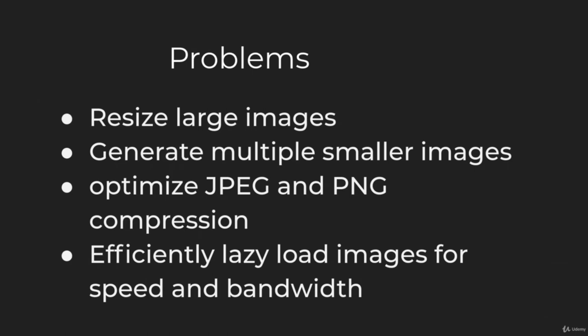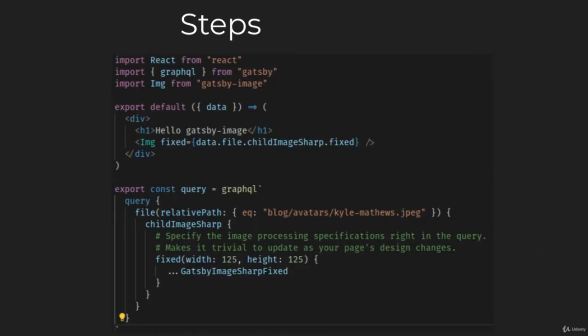With Gatsby, we can make images way better. The steps required to work with Gatsby Image are, first, to import Gatsby Image and use it in place of the built-in image component. Then write a GraphQL query using one of the included GraphQL fragments which specify the fields needed by Gatsby Image. The Gatsby GraphQL query creates multiple thumbnails with optimized PNG and JPEG compression. The Gatsby Image component automatically sets up the blur-up effect as well as lazy loading of images further down the screen.